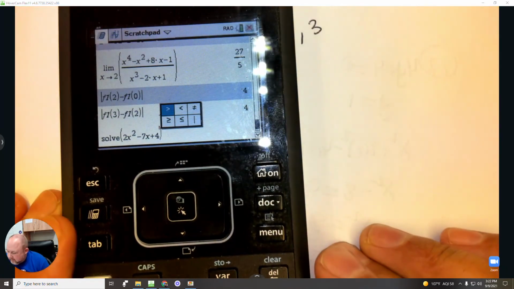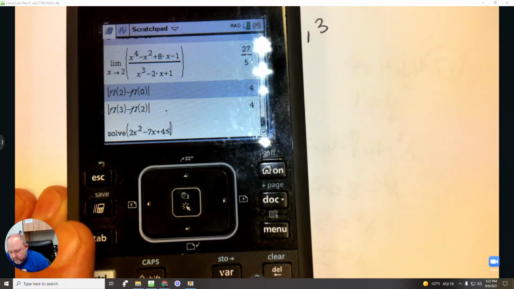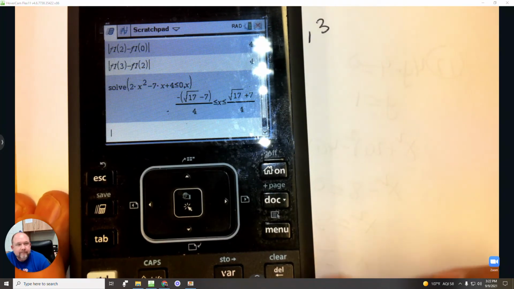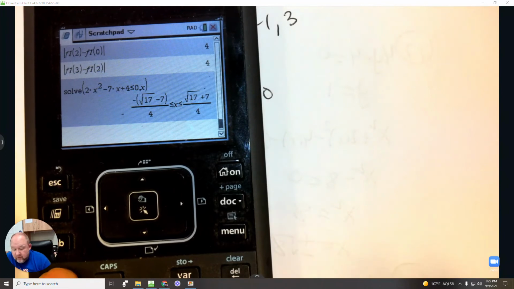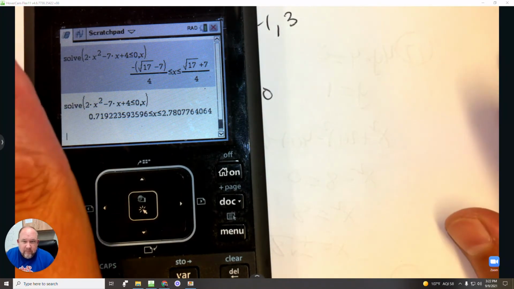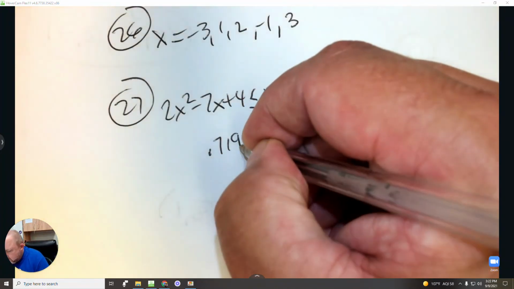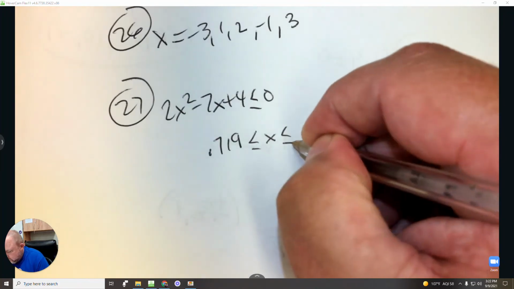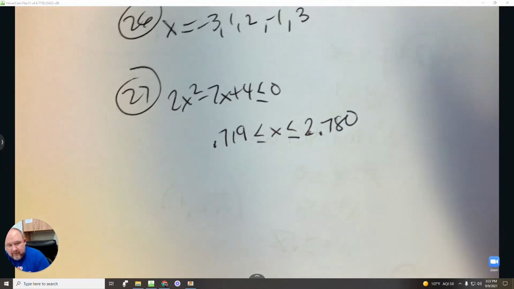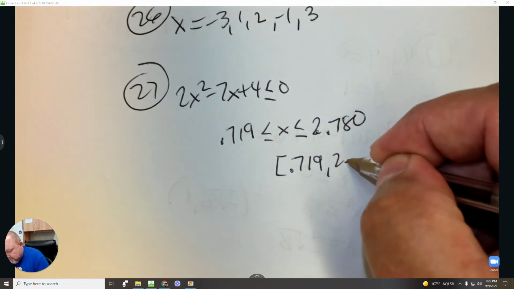And then find the correct sign. And then go comma x. And there's your answer. You could also write the answer as a decimal. That's all right. The three numbers, 0.719, .780. We don't have to round. You could also just write it this way, and it's the same answer.